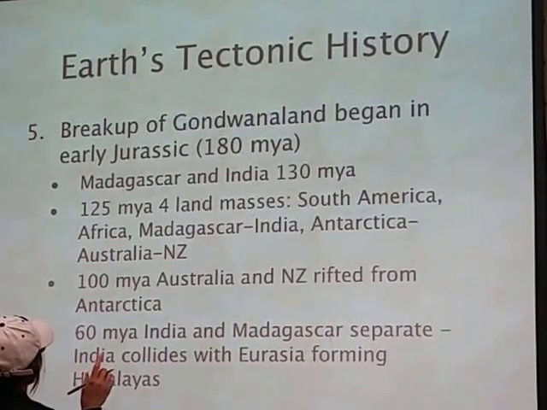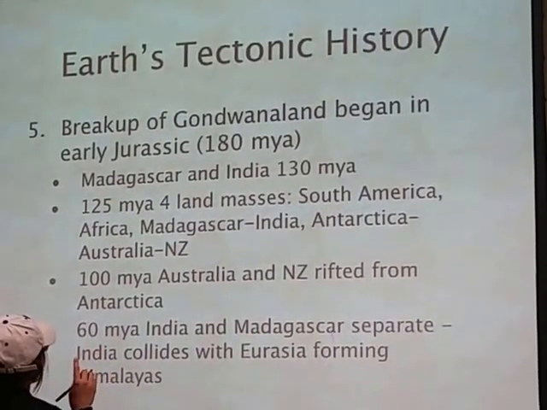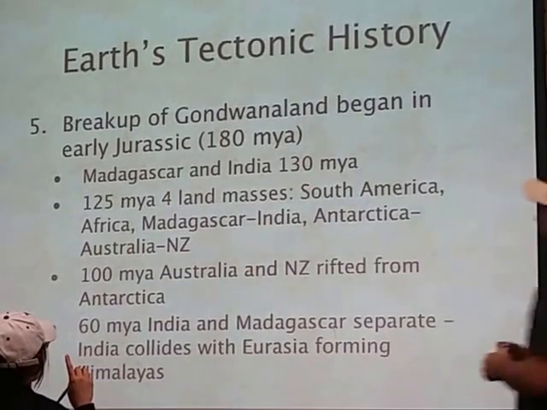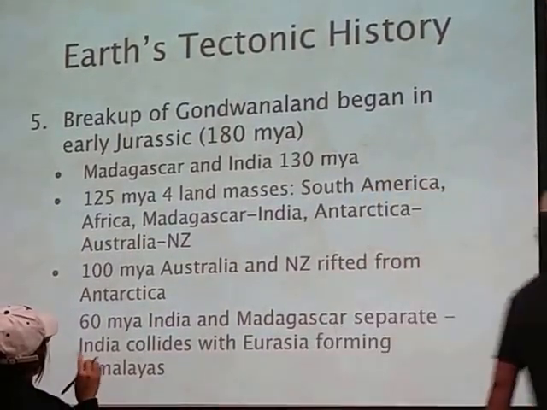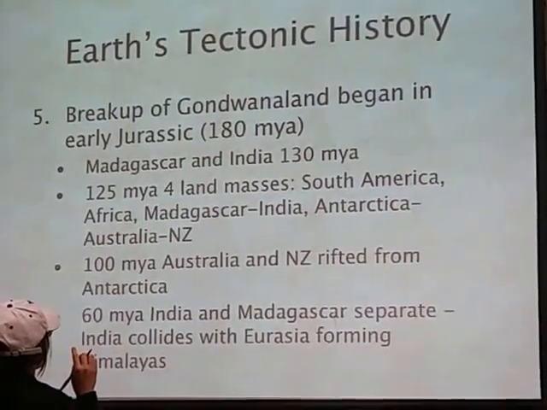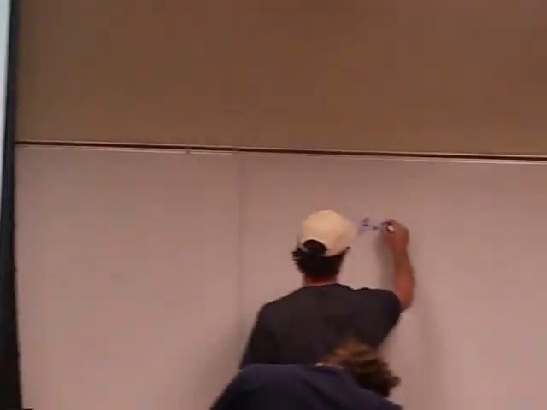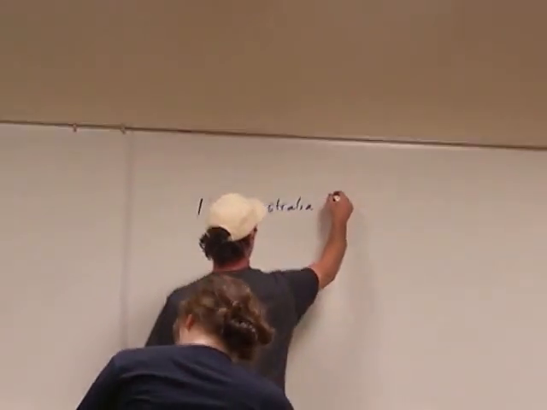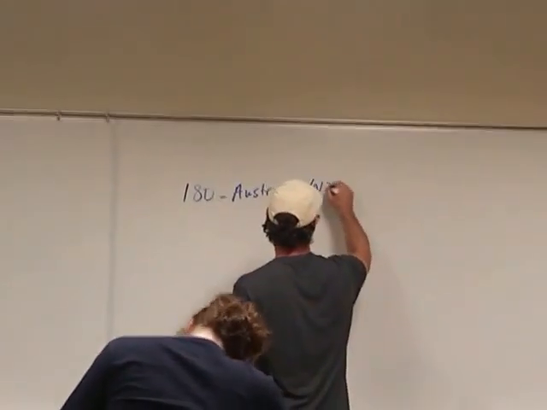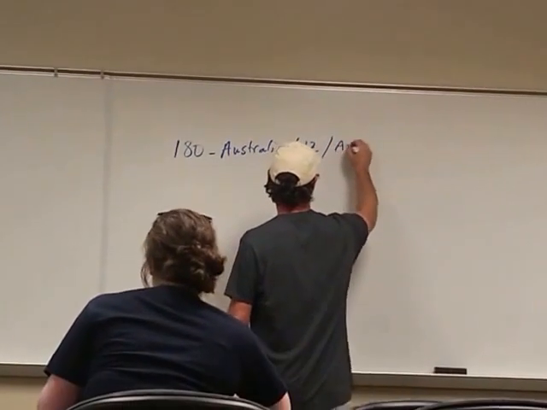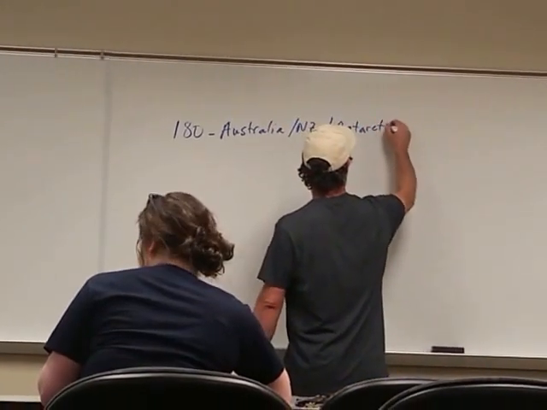So, bump Antarctica, Australia, New Zealand back up above Madagascar. Then Madagascar, then South America after. All right, so let's just put it here. So 180, you have Australia, New Zealand, and Antarctica separate.